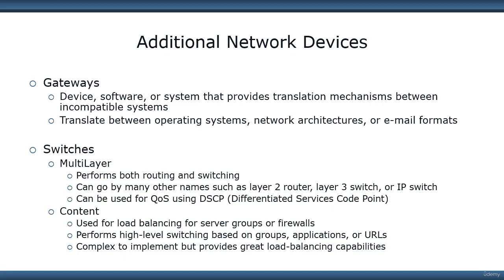And then content switches are higher layer switches, like up at the application layer. So they're not doing layer 2 switching at all. It's switching inbound connections to a group of servers or to groups of firewalls. They can do their switching based on groups of remote IPs, particular applications, a specific URL. Okay, so it is a high-level type of load balancer, allowing us to stand up multiple systems doing the same thing behind the content switch, but filter at the application layer.